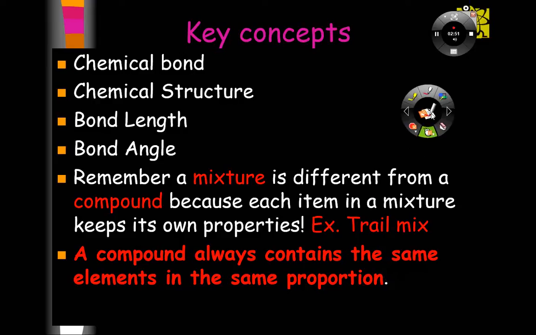So here we go. You need to know what a chemical bond is, what chemical structure is, what bond length is, what the bond angle is, and there are some other things you need to also know. You need to remember that a mixture is different from a compound because each item in the mixture keeps its own properties. Like trail mix. Trail mix has nuts and berries and all this, and the berries don't become nuts, and the nuts don't become chocolate all of a sudden. So a compound contains the same elements in the same proportions.